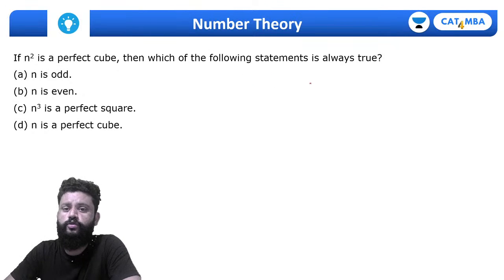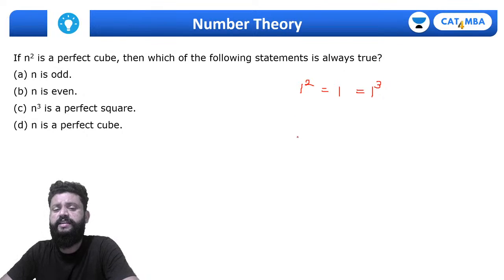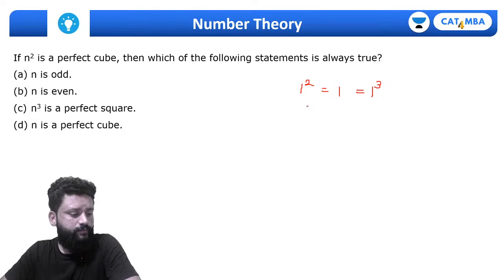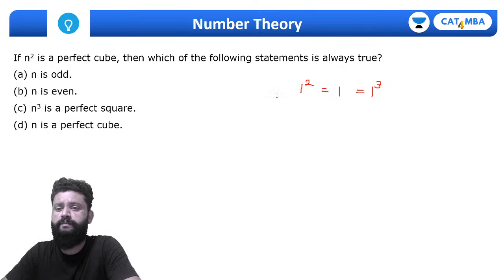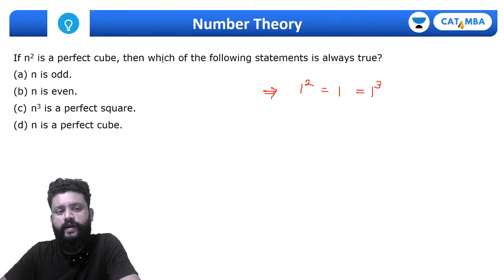N square is a perfect cube, so one number I can think of is 1. 1 square is 1, which is 1 cube. Then next number, if you think of any number, tell me. You can drop it in the comment section if you think of any number that satisfies these properties, or if you have any answer option. So n square is a perfect cube, so tell me a perfect square number which is a perfect cube as well.